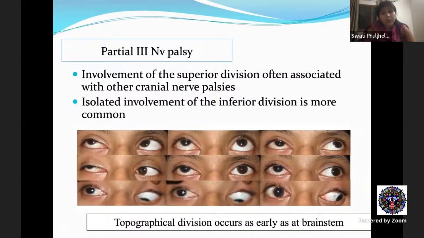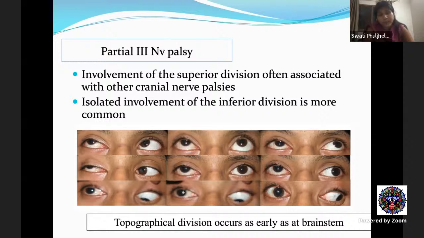So coming to partial third nerve palsy, as I said, there can be a complete third nerve palsy or a partial third nerve palsy. So instead of the entire third nerve, there can be involvement of one particular division of the third nerve, which can be the superior division or the inferior division, depending on the site of the lesion. And depending on which division is involved, one may have different clinical features.